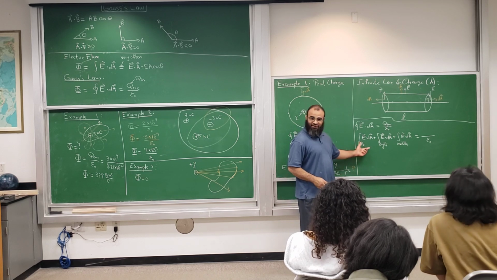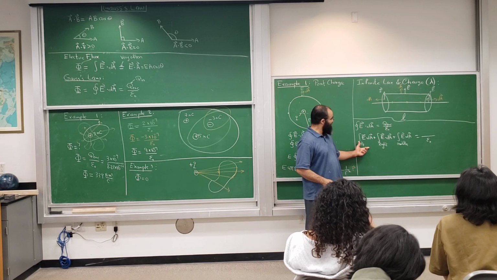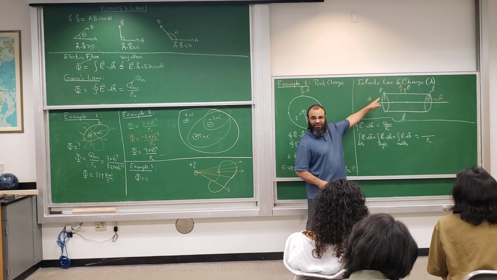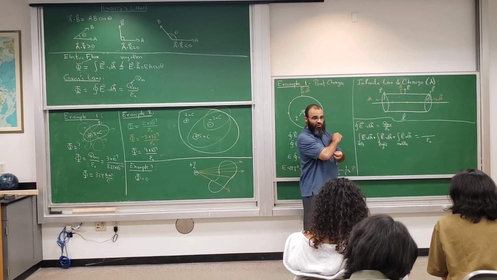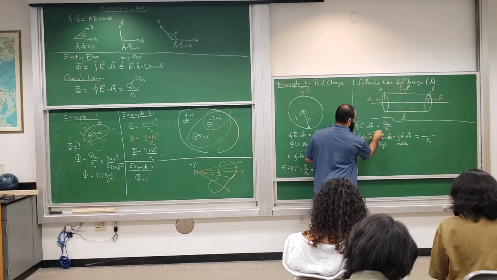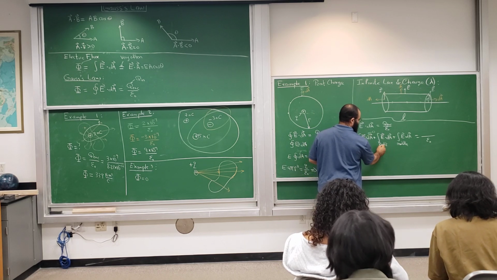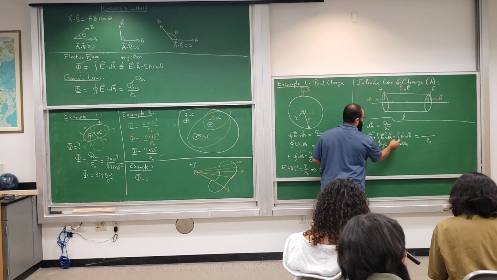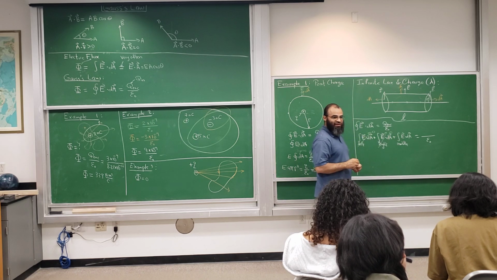The left is going to be zero. Why? They're a dot product. E and dA are perpendicular to one another, so this is going to be zero. And here, the right, also zero. And then the middle, we will worry about it in a second.